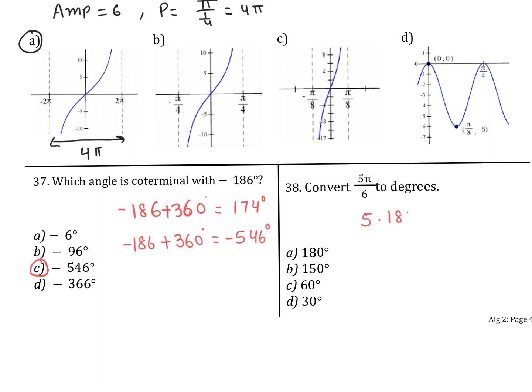Changing into degrees, 18 divided by 6 is 30 times 5, so the answer is 150.